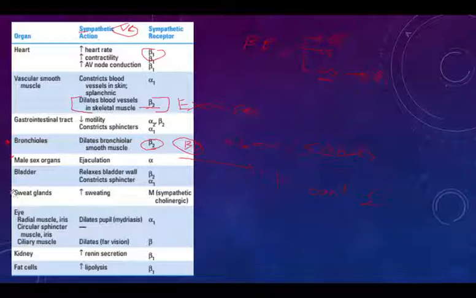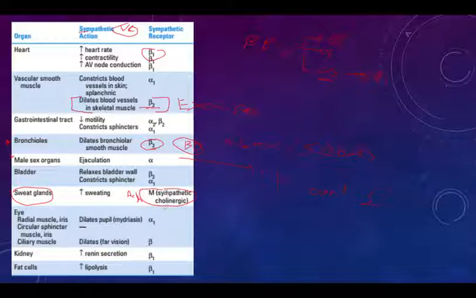Let's see. I'll highlight this as well, sweat glands, and the reason I'm highlighting this is because it is very unique. This is the only time you'll see a sympathetic postganglionic effector molecule being acetylcholine.